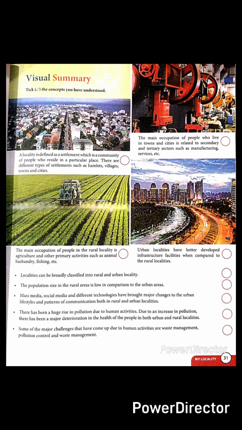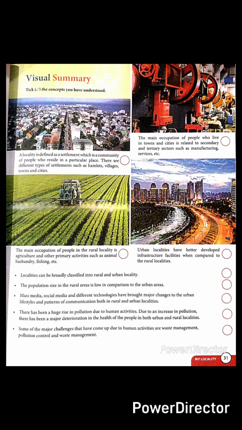Second picture. The main occupation of people who live in towns and cities is related to secondary and tertiary sector such as manufacturing, services, etc. Third picture. The main occupation of people in the rural locality is agriculture and other primary activities such as animal husbandry, fishing, etc. Now children, we know this, the main occupation of people living in rural area is related to primary activities and people living in urban areas is related to secondary and tertiary activities.